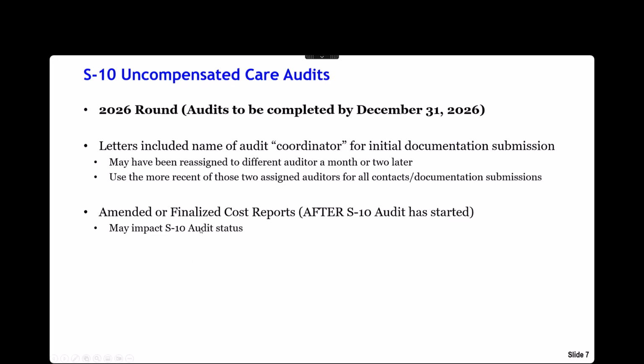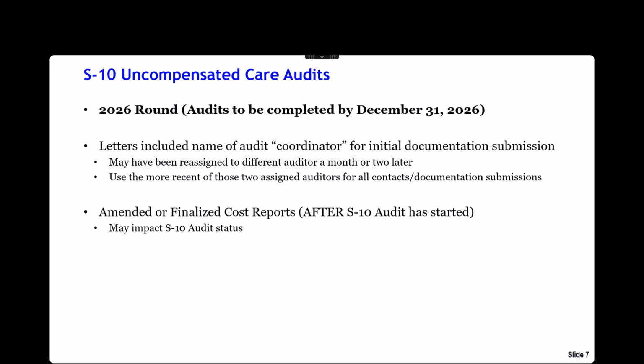The other thing that we're seeing more of this year is some of these cost reports are being finalized by the time we get to the S10 audit. Part of that is due to an initiative by CMS to really stress the currency of some of the cost report desk reviews. There are certain time frames for certain things now that weren't there before. So some of these cost reports might be finalized, and just the same as amended, that could impact your S10 audit status. If you were finalized with DISH, but you didn't have DISH initially, you'd now have to do an S10 audit.